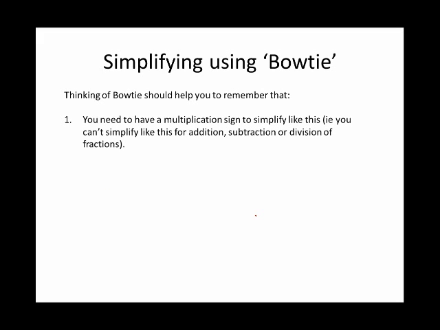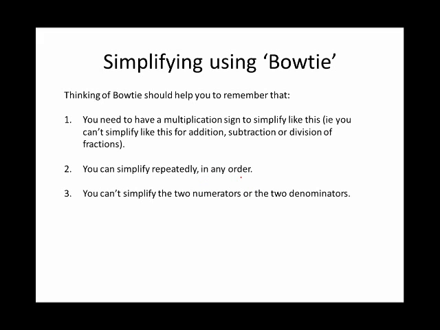Now, we recommend that you think about bow tie for several reasons, and it's often to help you be more accurate in your maths and to simplify multiplications of fractions, which can be quite tricky. Now, you need to remember that you have to have a multiplication sign to simplify like this. In other words, you cannot simplify like this for addition, subtraction, or division of fractions. Secondly, you can simplify repeatedly, as we did in the last example, and in any order.